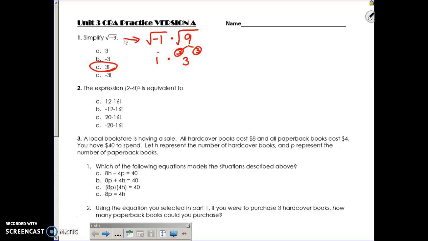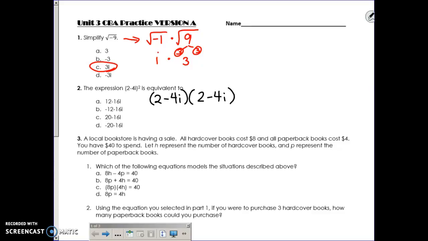Number 2, you've got squared here. That does not mean distribute. Don't do that. You cannot distribute an exponent. What squared means is multiplying times itself, which means I need to do 2 minus 4i times 2 minus 4i. That's what that whole group has to look like when you expand it.